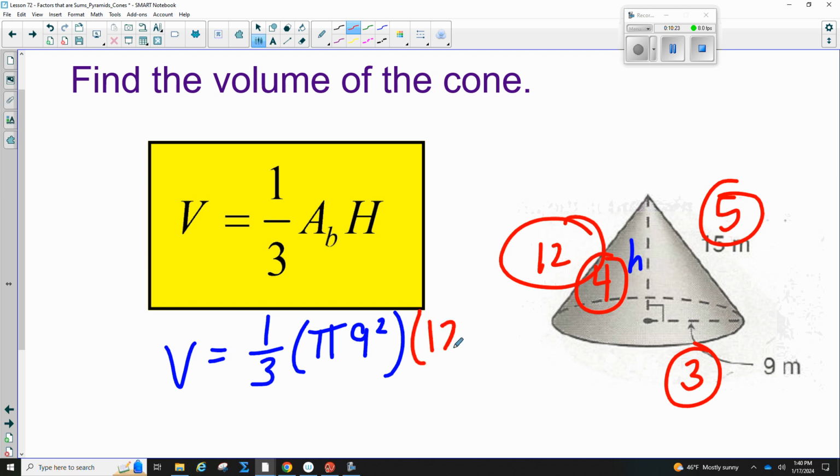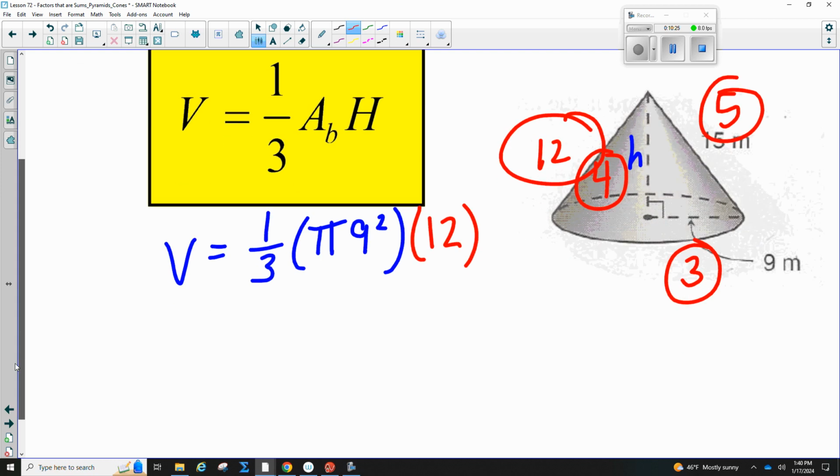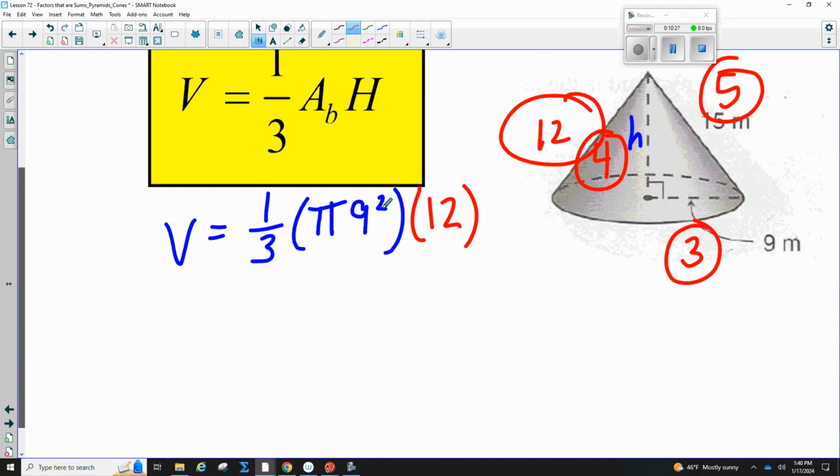All right, you have to do the exponent first. Do not divide the 9 by 3. That would mess you up. All right, you can do 1/3, then do 9 squared. This has to go first. So that's 81 pi, all right, and then times 12.